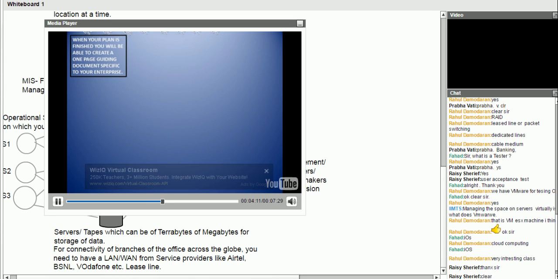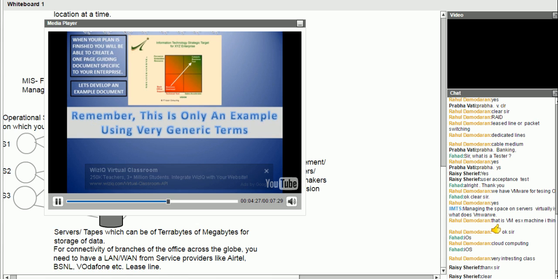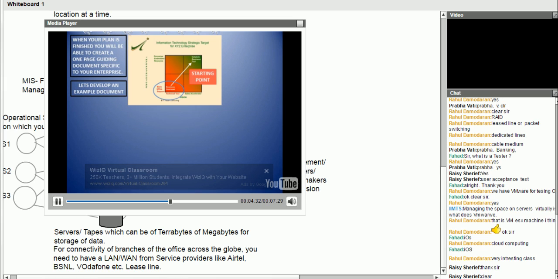When your plan is finished, you will be able to create a one-page guiding document specific to your enterprise. Let's go through an example of what this one-page guiding document will look like when your planning year work is finished. In our fictitious company, the information technology team has historically been perceived as, and probably has been operating as, an overhead function that only provides back-office support to administrative activities. The CEO, though, has a vision to increase revenue, and he knows that he needs to recruit the IT team to his plan if he is going to succeed.